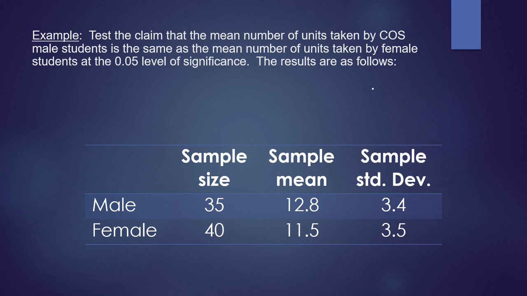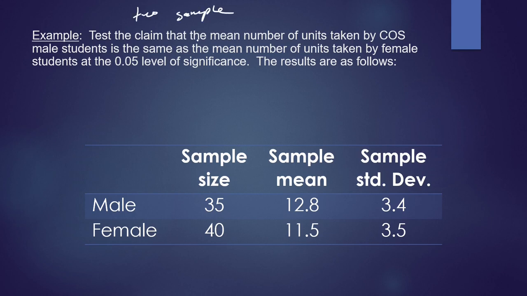Let's try example 1. Test the claim that the mean number of units taken by COS male students is the same as the mean number of units taken by female students at the alpha equals 0.05 level of significance. The results are as follows. So we have a table that tells us the sample size, the sample mean, and the sample standard deviation for both of the groups.